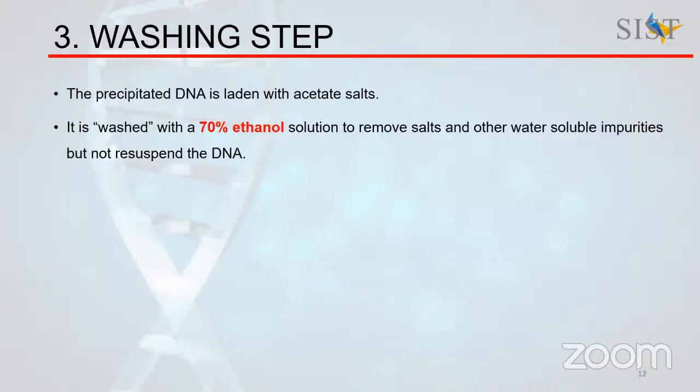So after the DNA is pelleted using this ethanol method, we'll have to wash it again so that the DNA is in pure form. In order to do the washing part, we'll do another step of ethanol washing. Okay, 70% ethanol, that's what we use. It will remove the remaining salts and other water soluble impurities, but it won't affect the DNA.